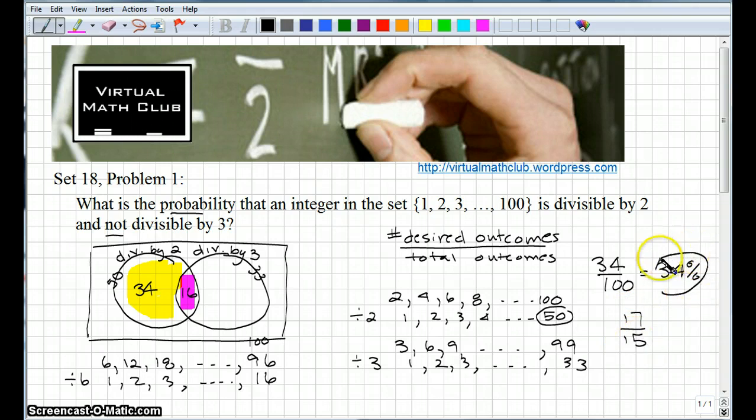So either 34% probability or 17 out of, oops, not 15. Wait a minute, hold on. I meant 50. I wrote 15. So let me write 50, right? Because we divide 34 by 2 and 100 by 2 and we get 17 out of 50. So that's the other option for expressing the probability, 17 out of 50. So either one of those is correct.